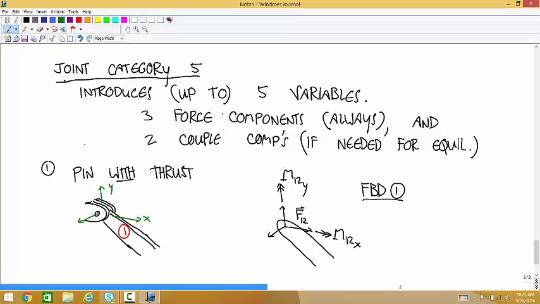X, Y, Z. Okay, so we know that it doesn't have a component about the z-axis. It doesn't prevent rotation about the z-axis. That's the whole point of a pin joint. But every other motion can be restricted by this kind of joint. So again, these couples are optional. Well, I mean, there are rules for when you use them.